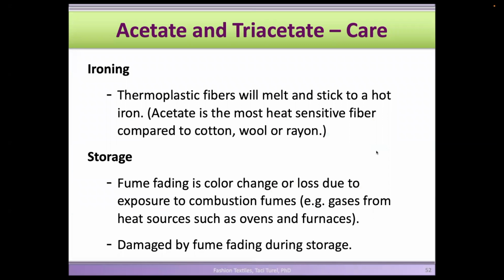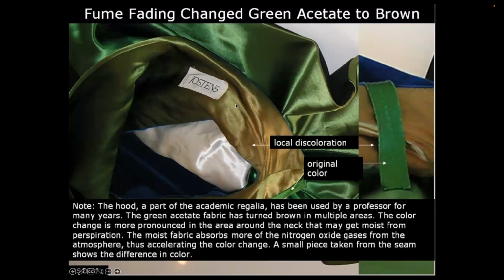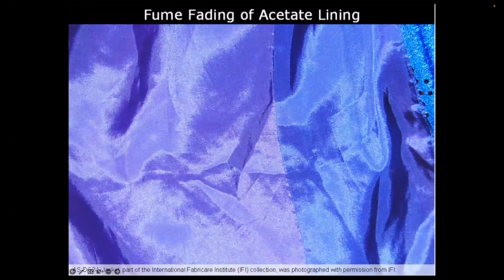Again, these are thermoplastic fibers, so they will melt and stick to a hot iron. They're heat sensitive, so you have to be careful with them. There's also fume fading that will affect them. Combustion fumes and pollution will stain these types of fibers. This is an example of that. This is the original color, and the color turned into this over time because of combustion and pollution. So it does change color and get damaged. This is another example of fume fading on acetate. The color has changed over time.